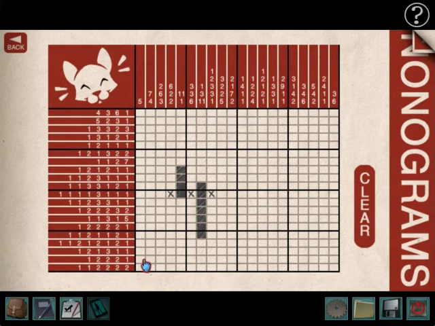And I believe this is the puzzle, if I'm remembering this correctly, this is the senior mode only puzzle in the whole nonogram sequence. Yeah, I really don't even know where to start here.